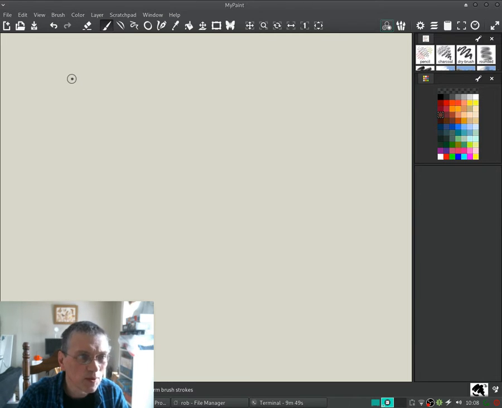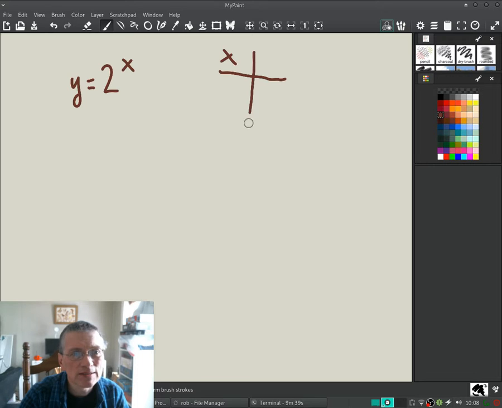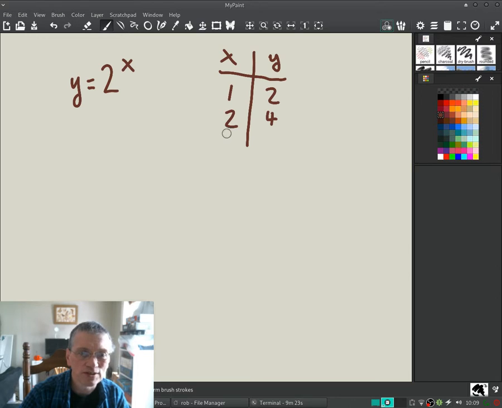You are pretty comfortable with exponential functions. Here's one, y equals 2 to the x. And you know, if you put in x equals something, you can get out y equals something. If x equals 1, you get 2 to the 1, which is 2. If x equals 2, you get 2 to the 2, which is 4. And you can put in fractional numbers here. You can even put in x equals 0. You get 2 to the 0, which equals 1.